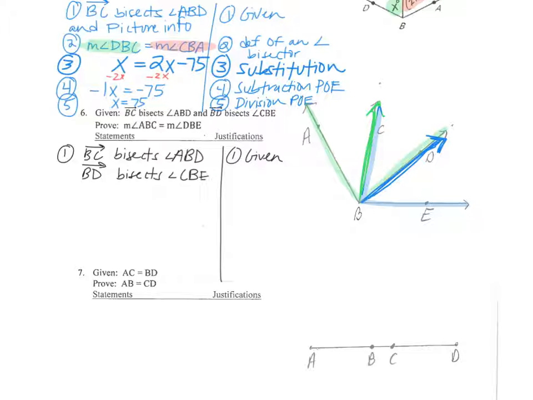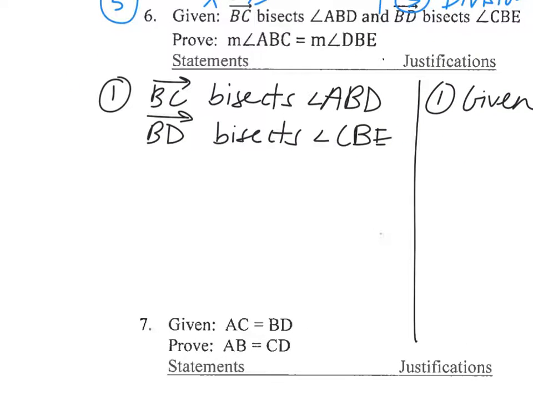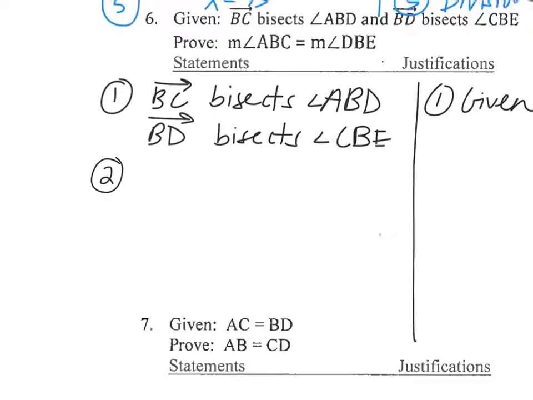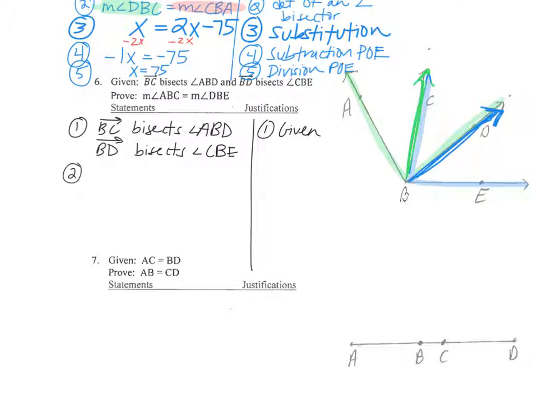Okay, why might it make sense that ABC would be equal to DBE? Any thoughts? So because BC bisects ABD, you're going to write that measure of angle ABC. What does ABC equal because you have a bisector? CBD.